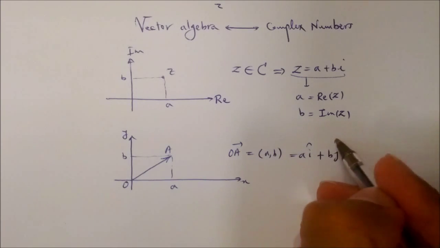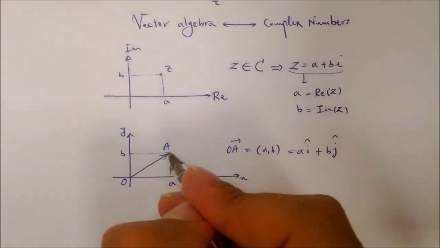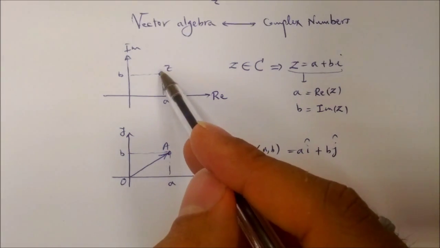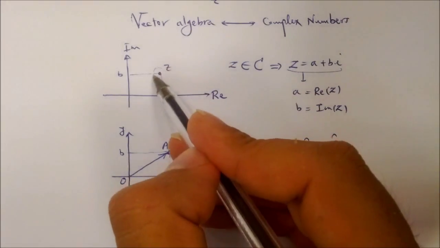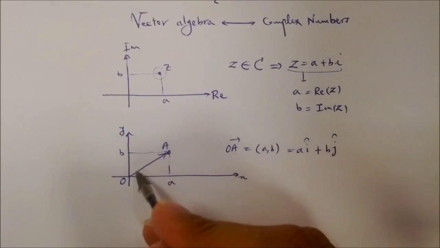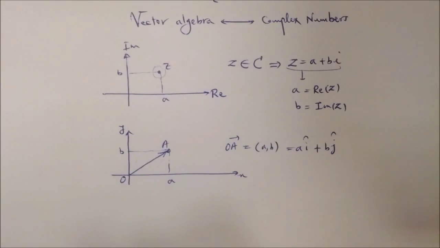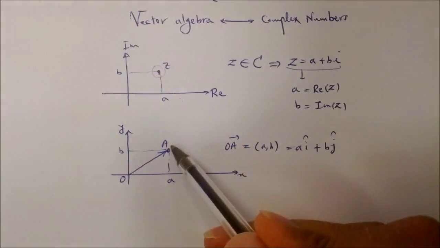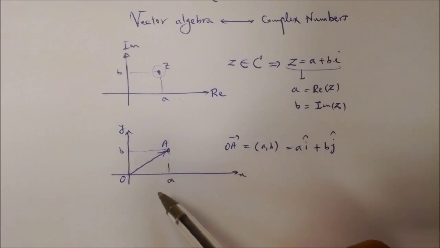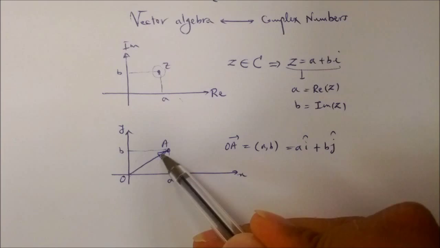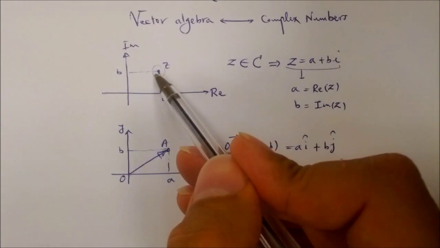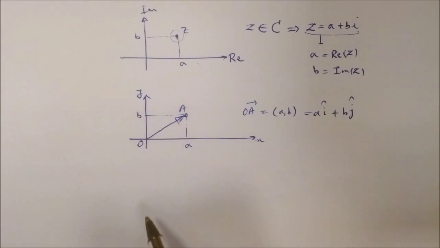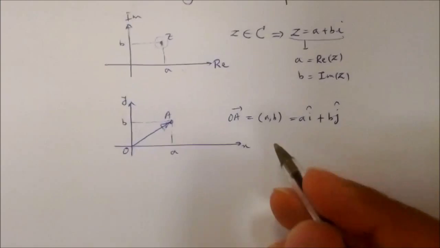I can characterize any vector OA with a i hat plus b j hat. So the basic idea is that there is a one-to-one correspondence between any complex number and any vector OA. So if I have a complex number z, I have a corresponding vector OA which represents the same thing as z, with exactly the same components.